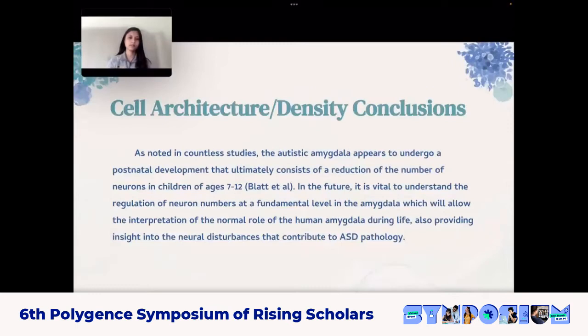And just a conclusion for this section, the autistic amygdala undergoes a postnatal development where the number of neurons reduces as an individual grows older. In the future, scientists should conduct more studies to understand the regulation of neural numbers that will allow for the interpretation of a normal role of the human amygdala during life.